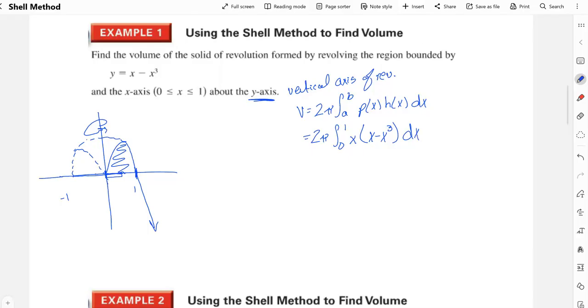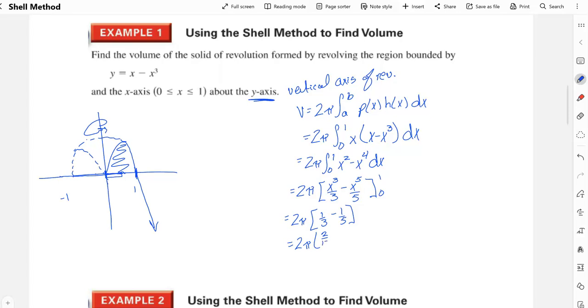dx. So if we wanted to integrate this, we're going to have x squared minus x to the 4th dx. So this is going to be x cubed over 3 minus x to the 5th over 5. And we're going to evaluate from 0 to 1. So we're going to have 1/3 minus 1/5 times 2 pi. So this is going to be 2 pi times 2 over 15, which is going to be 4 pi over 15. So that would be the volume of that figure, of that bundt cake, if you will.